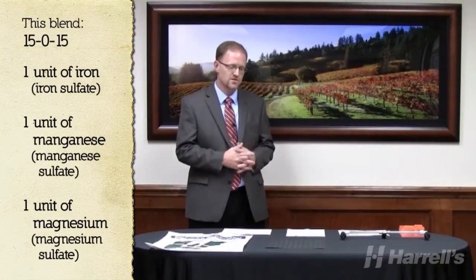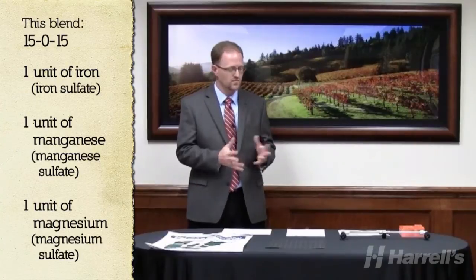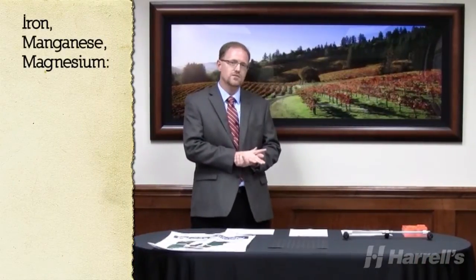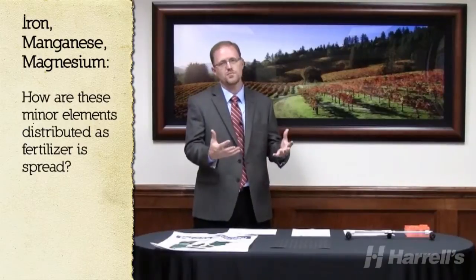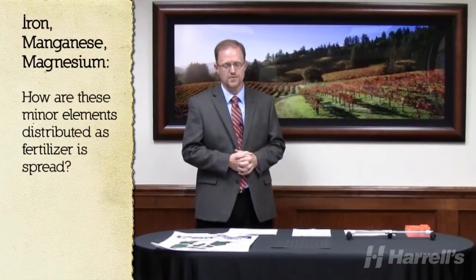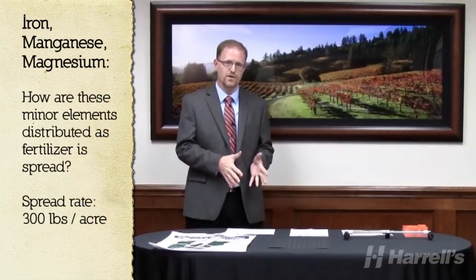We're not going to necessarily discuss the nitrogen and potassium in the blend. The analysis you may use may be some other N and K analysis. What we're focusing on today are the iron, manganese, and magnesium parts of that blend. So what is the purpose? What we want to talk about is how those minor elements as granules in that blend are distributed as you spread your fertilizer. This particular blend is going to be spread at 300 pounds per acre.